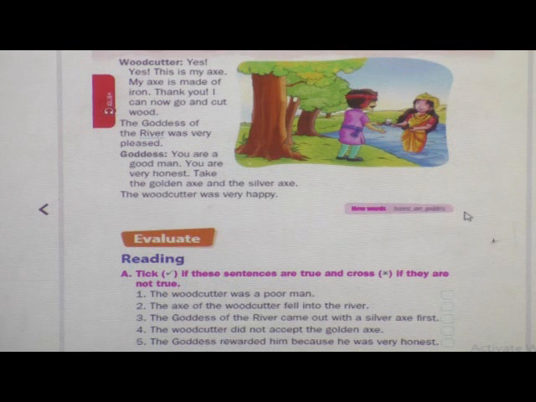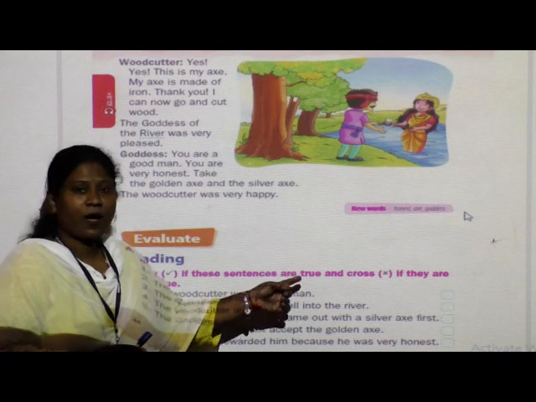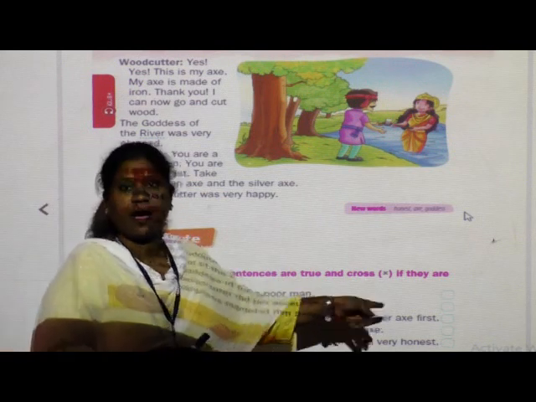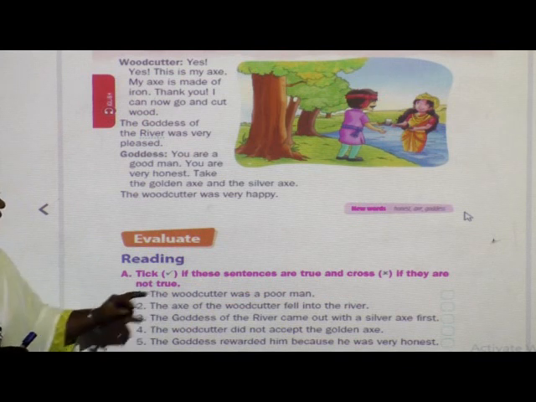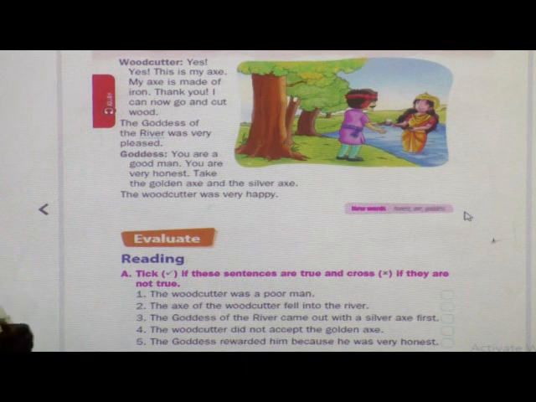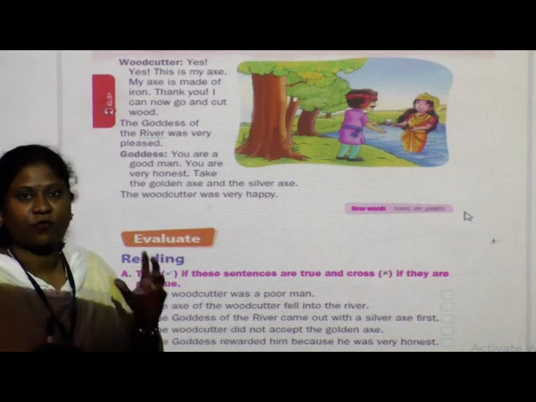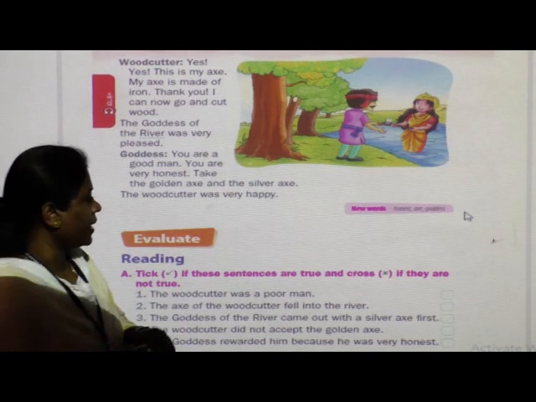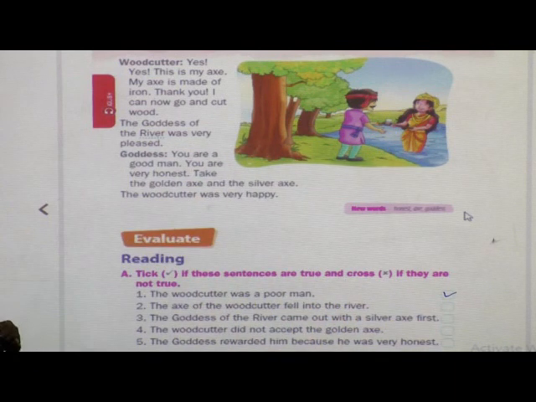Yes, children. So, after the story, we will go with exercise, page number 44. Tick the right if these sentences are true and cross if they are not true. Okay, the first sentence, the woodcutter was a poor man. Yes, children, is this sentence correct? It's true. Yes, the woodcutter was a poor man. So here you have to tick mark it. Okay, you have to give a right one.